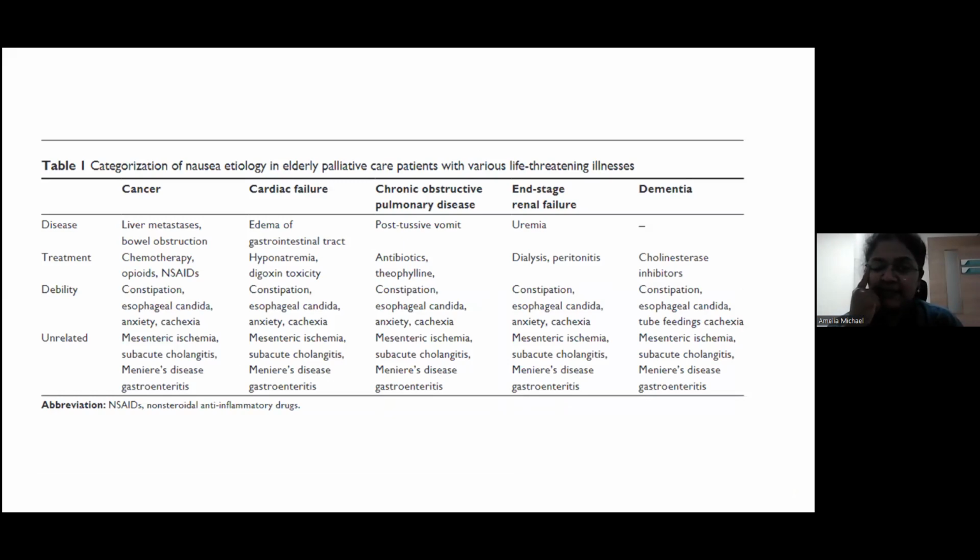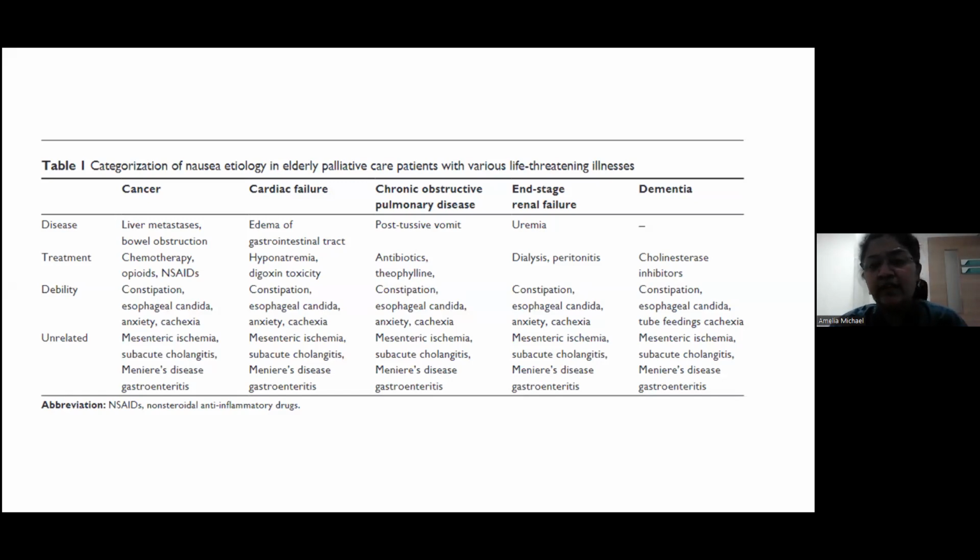I just wanted to put a slide about the elderly. There are people in geriatric palliative care, or oncology patients, who are elderly. If you look at the last two, debility and unrelated, across the board it is the same issues that they face. It's just that in cancer you have additional issues, in cardiac you have additional issues, in chronic obstructive pulmonary disease and end-stage renal failure you have different issues, and in dementia, Parkinson's is one of the kinds of dementias that you could be faced with. Supranuclear palsy, these are things that you could be faced with.